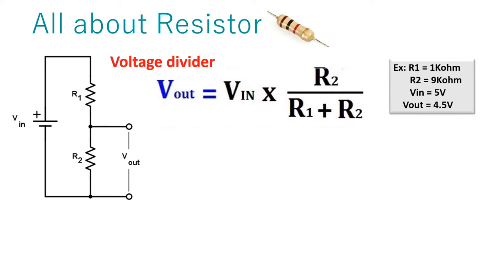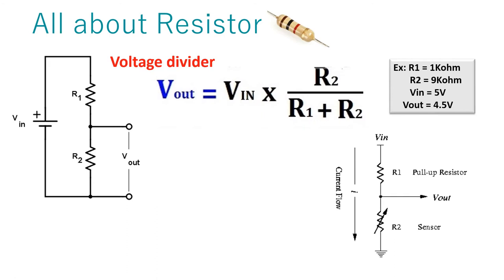By using the same formula, the values of the resistors R1 and R2 can be derived if the output and input voltage are known. If we use a variable resistor in place of R2, then the output voltage will change with the change in value of resistor R2.